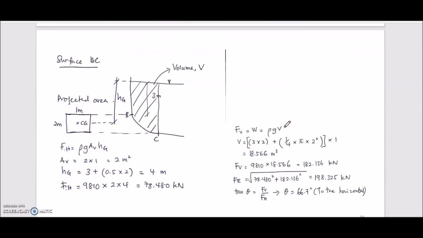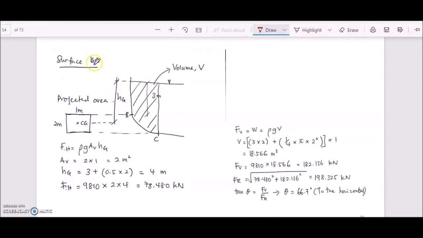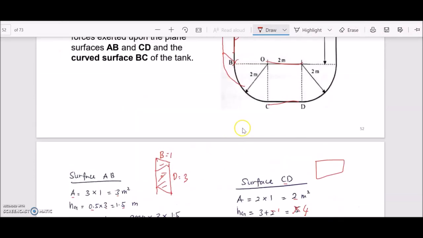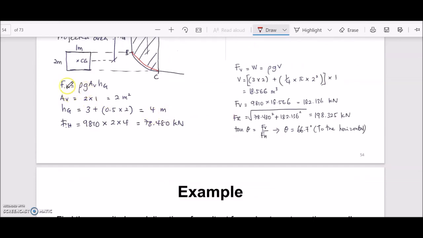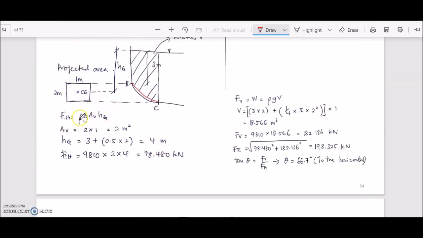Now we need to calculate the surface BC. Where is BC? BC is here, somewhere around this circle. So how to calculate BC? FH, force for the horizontal. BC is a curved surface, so we need to use force in horizontal and force in vertical. Force in horizontal is rho times g times A times hg.